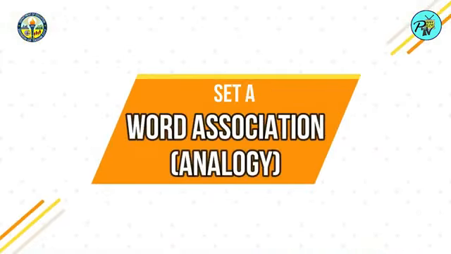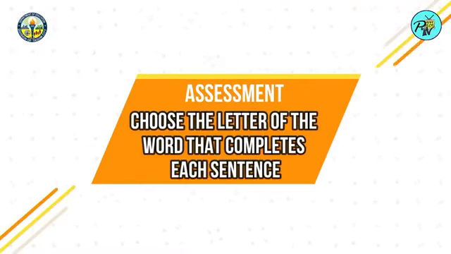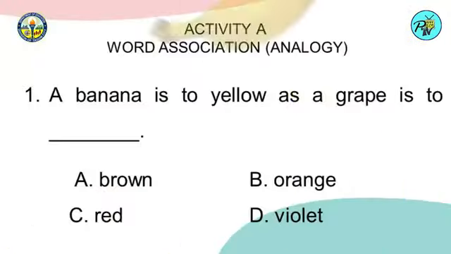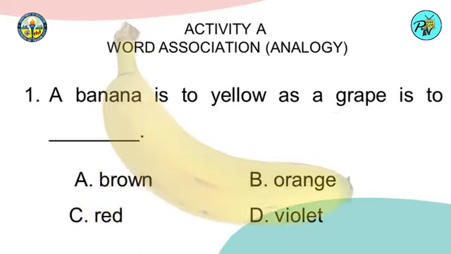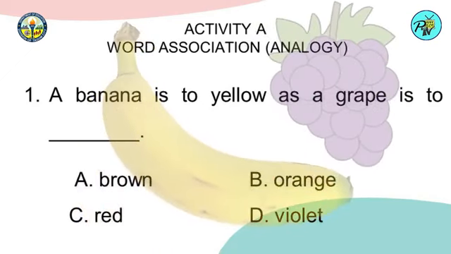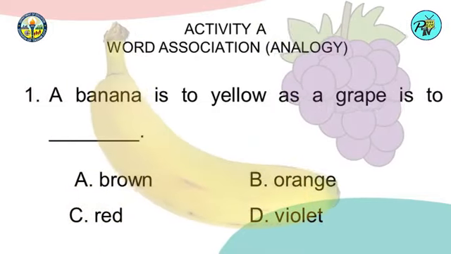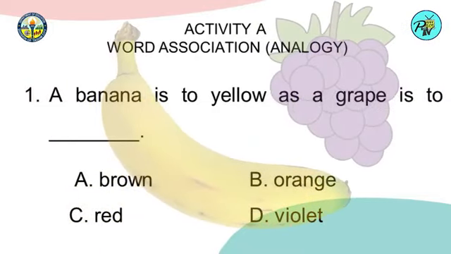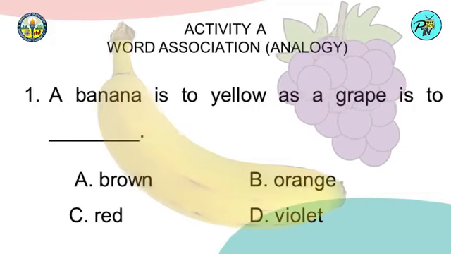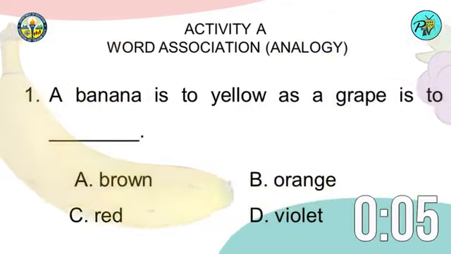Set A analogy. Choose the letter of the word that completes each sentence. Write the answer in your notebook. Number 1. A banana is to yellow as a grape is to A brown, B orange, C red, D violet.